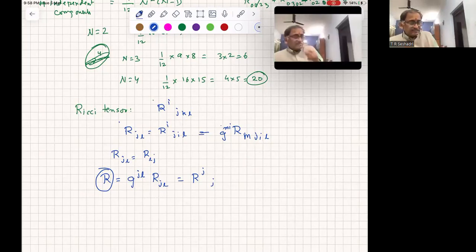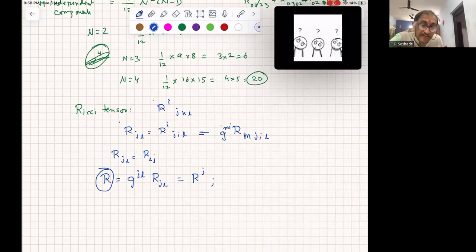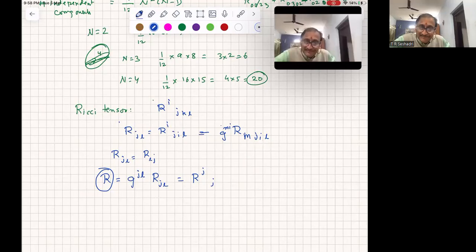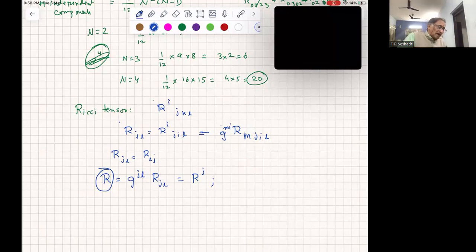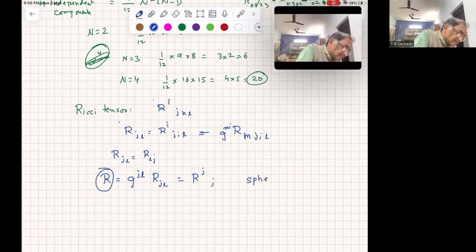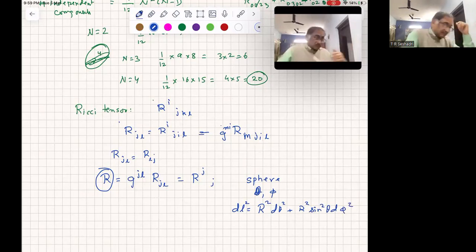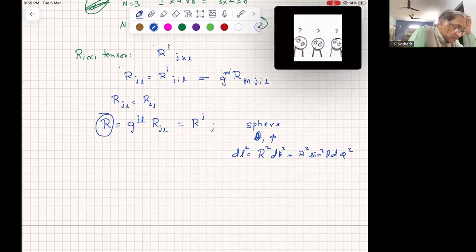What I said was, if I take a sphere, then theta and phi are the coordinates on the surface of the sphere. R, the radius of the sphere, is not a coordinate because it is given. It is not something which changes. There is no dr on that. So for a sphere, I have theta and phi, and I have dl square equal to r square d theta square plus r square sine square theta d phi square. There is no dr square because the sphere is given. There is no radial direction, it only moves in 2 dimensions.